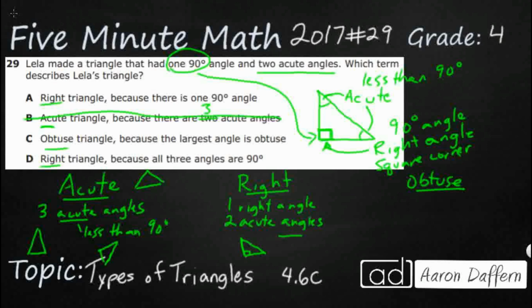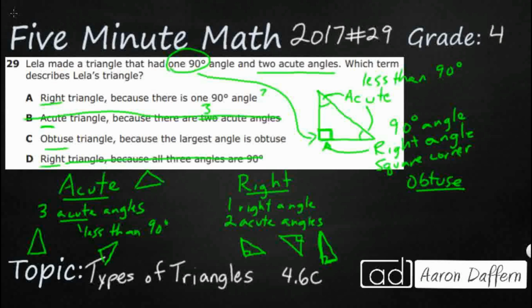We can even make it rotate this way. You can even make one side really long and the other side really short, but as long as you get that little right angle in there, that looks very similar to what we did. Right triangle, because all three angles are 90? No, only one of them can be 90. Right triangle, because there is one 90-degree angle.